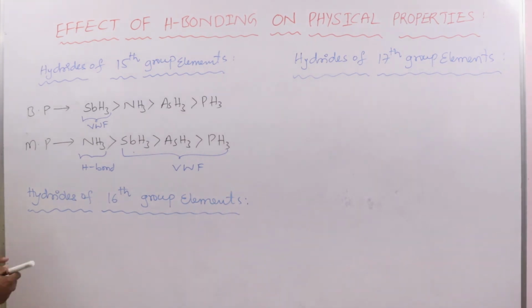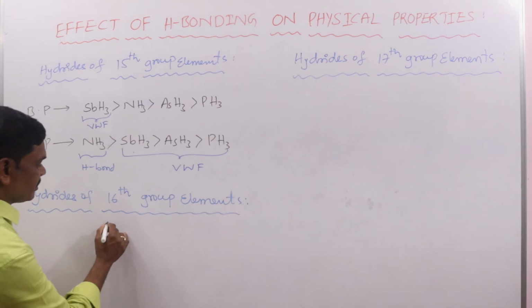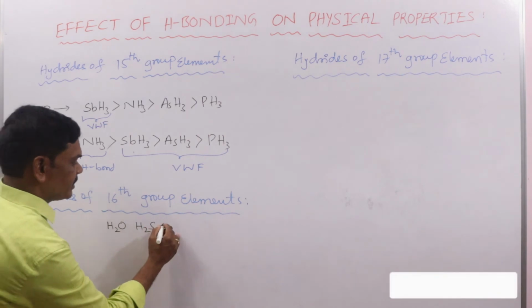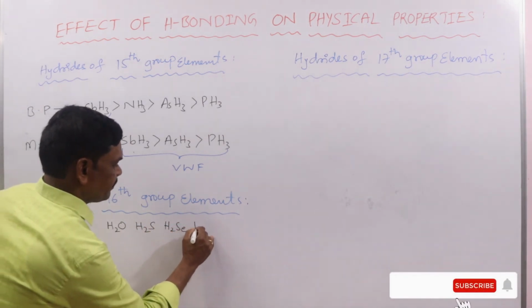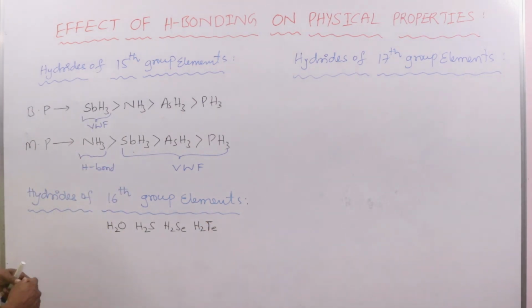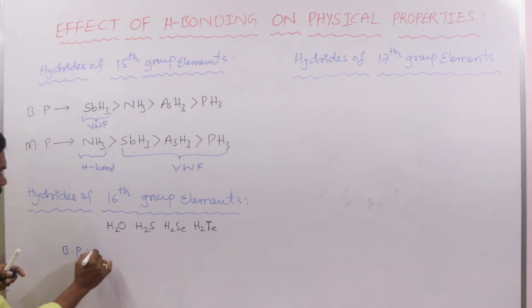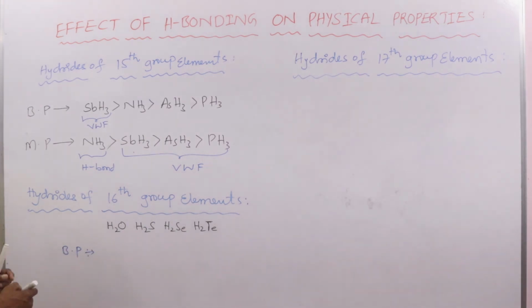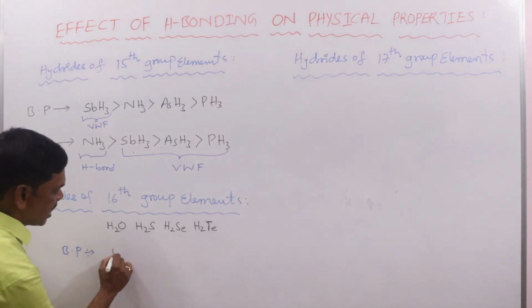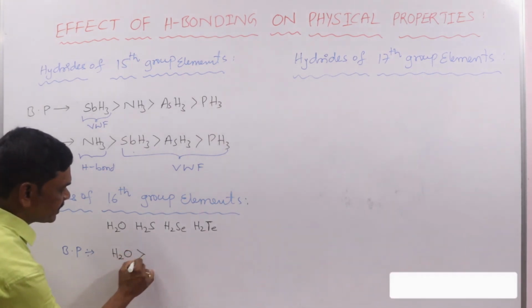So now hydrides of 16th group elements. So hydrides: H2O, H2S, H2Se, H2Te. Okay, so these are hydrides of 16th group elements. So now here, first one is what? Boiling point. In case of water, we know that extent of hydrogen bond is more, so compulsorily it has more boiling point. H2O greater than.